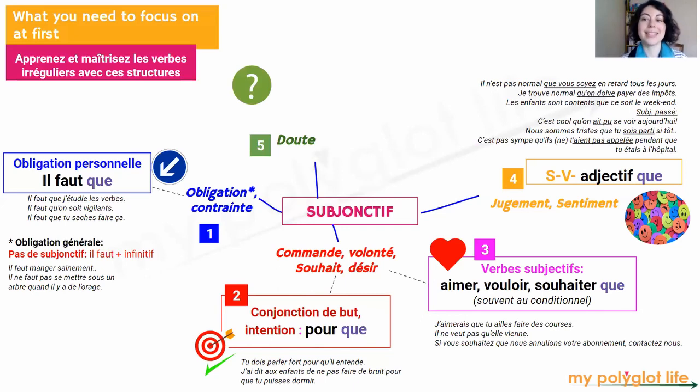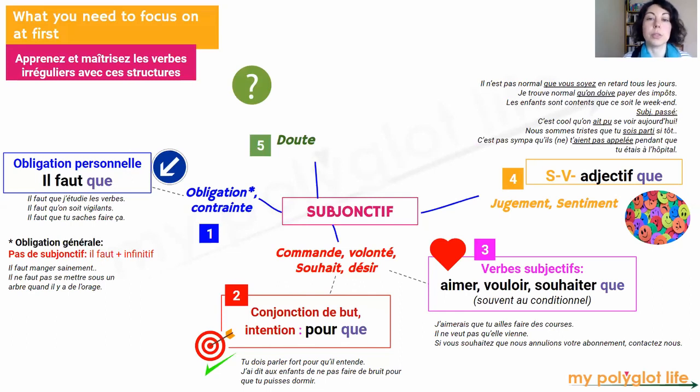Third example, c'est pas sympa qu'il t'ait pas appelé pendant que tu étais à l'hôpital. So maybe I had a friend in the hospital and other friends didn't call her, and I think it's not very nice of them. So I'm going to say, c'est pas sympa qu'il t'ait pas appelé pendant que tu étais à l'hôpital. Now she's out of the hospital, but they should have called when she was there. So that's very common when we express a judgment with an adjective. You see, it often starts with c'est plus the adjective, or il est plus the adjective, or je trouve plus the adjective, que something.